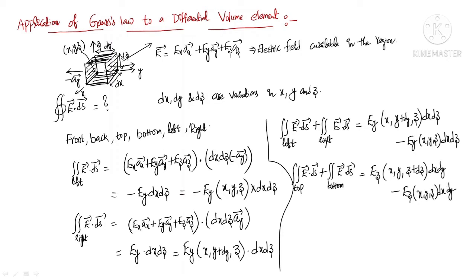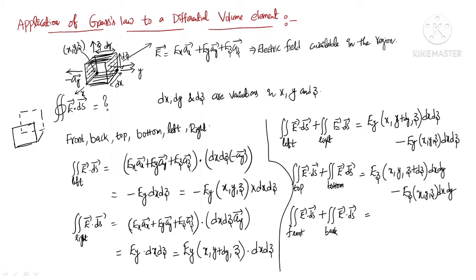Similarly, for the front surface and for the back surface, we evaluate E bar dot dS bar for the front surface and add it to E bar dot dS bar for the back surface. Let me draw it separately: the front surface is like this, and the back surface is like this.